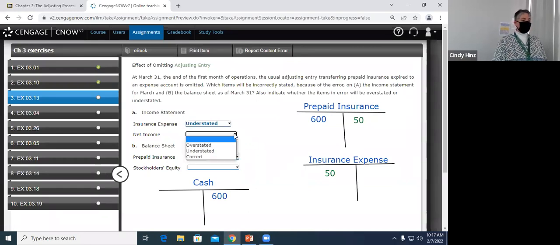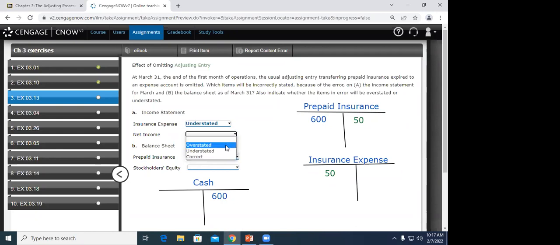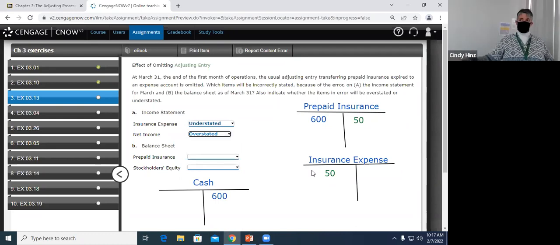So if we don't put enough expense on our income statement, is our income too high or too low, or is it correct? Overstated. Our income is overstated because our expense is understated, right? So think about how we calculate income, revenue minus expenses. If the expenses are too low, then our income would be too high or overstated.